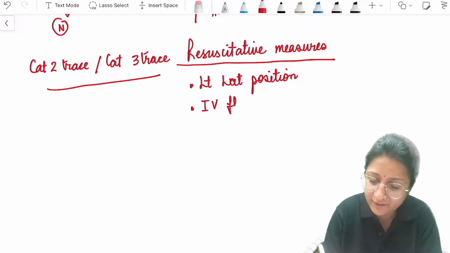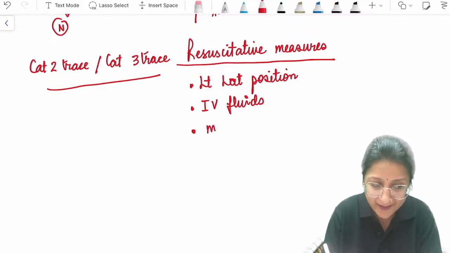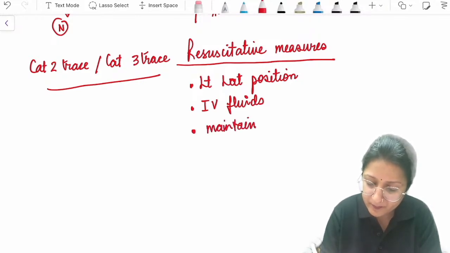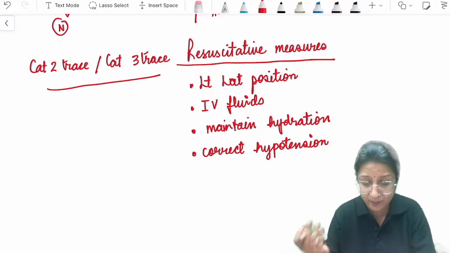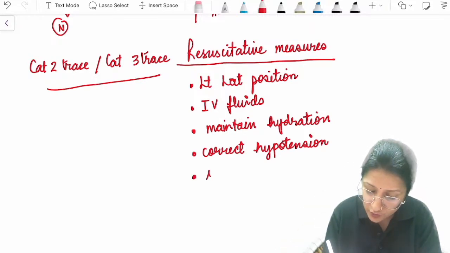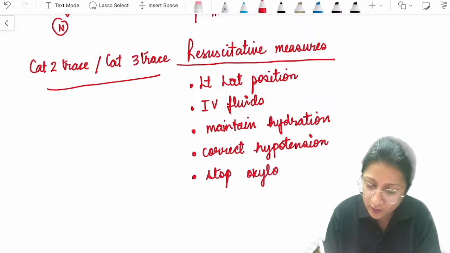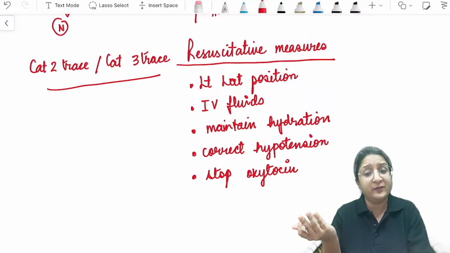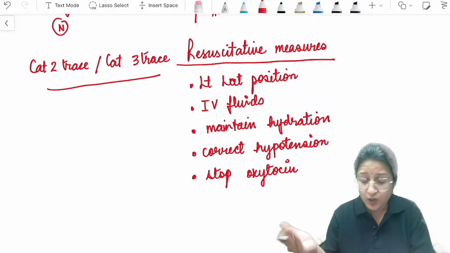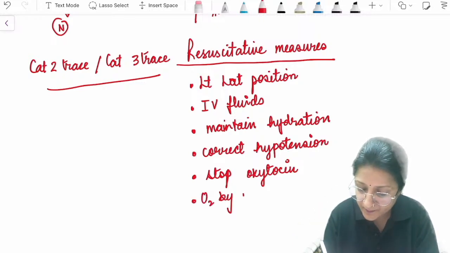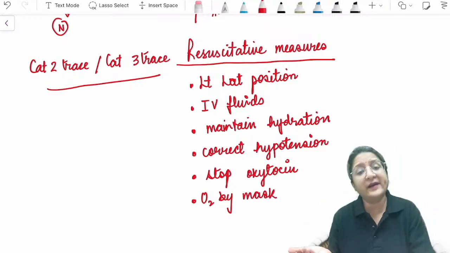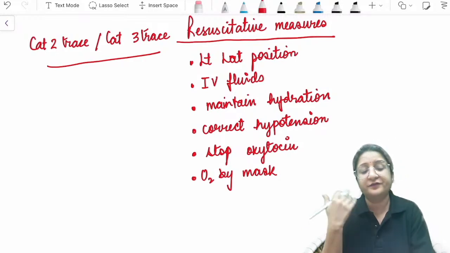We start the patient on IV fluids, right? We have to maintain the hydration. We have to correct the hypotension, because I told you that maternal hypotension can also lead to late deceleration. Then stop the oxytocin if there is any oxytocin ongoing, because I told you that uterine tachysystole can be causing late decelerations. So these are the resuscitative measures we put in place. Along with that, oxygen by mask, to improve the oxygenation of the mother and therefore the oxygenation of the fetus, right?